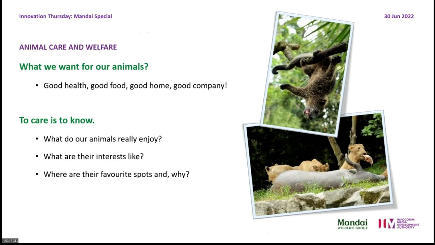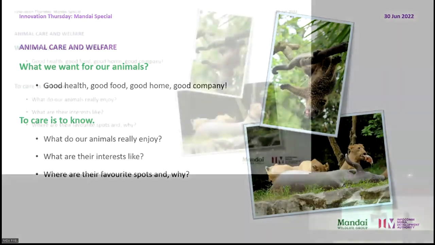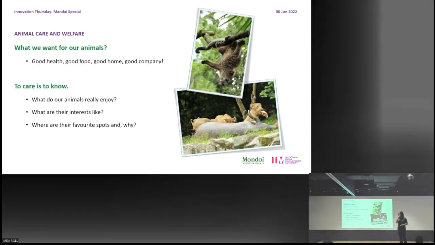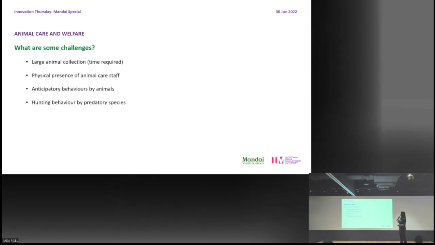So in summary, what do we want for our animals? Good health, good food, good home, and good company. And this part, good home, is where the challenge will be issued to you, and my colleague will explain more later. What we want to know is what our animals really enjoy and what their interests are, and maybe even what their favorite spots in the habitat are. If we know that, we can replicate similar microclimate conditions and encourage them to spend more time exploring other spots in the habitat. Right, so about the challenges that we face.